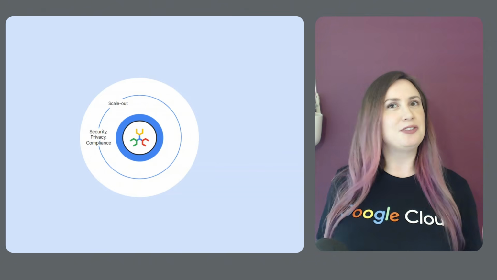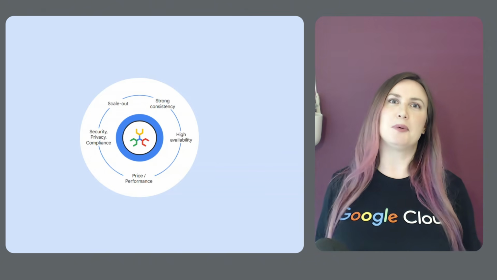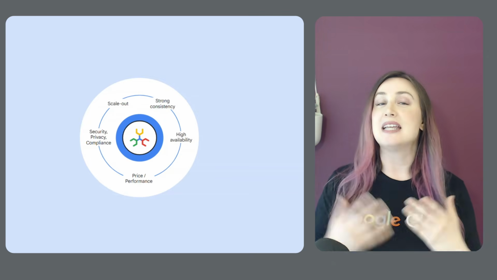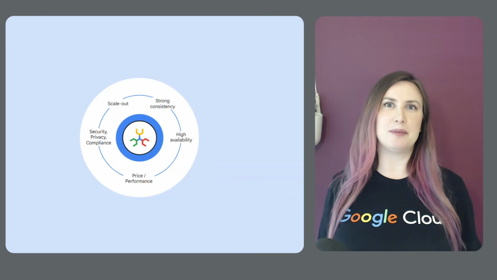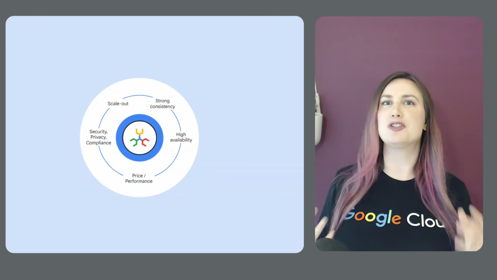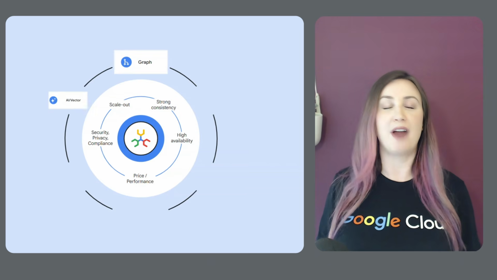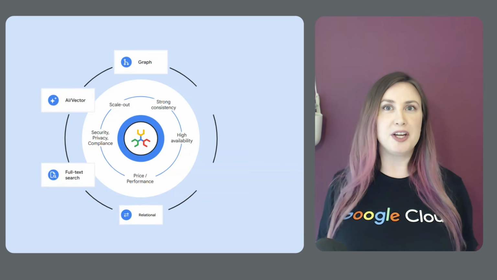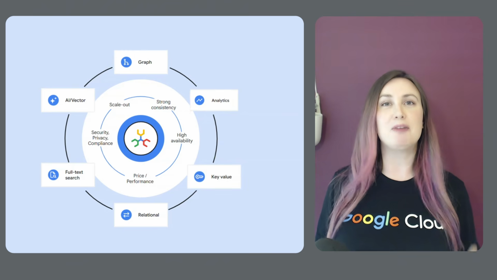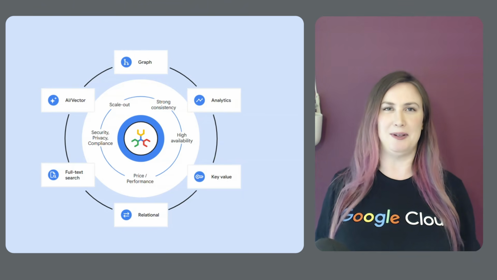Spanner is Google's ACID-compliant, interoperable distributed database. It's an always-on, highly available managed database that delivers multi-modal features like graph, vector search, operational analytics, and more on top of relational and schema-less tables.